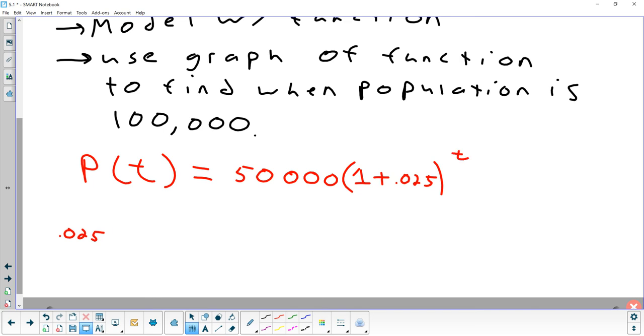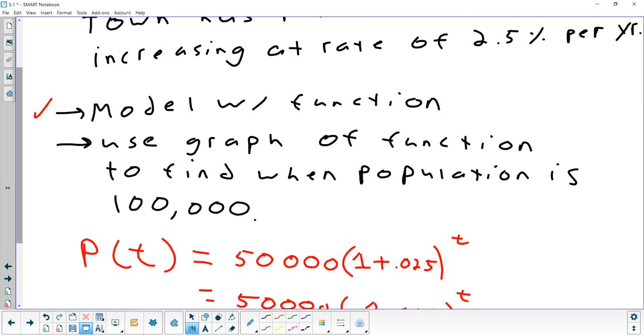We don't know what t is. If they said how many people will be in the town in 10 years, then I would fill in a 10. That's all. All right, we can simplify that to 1.025 to the t. Okay, so we've done the first part.